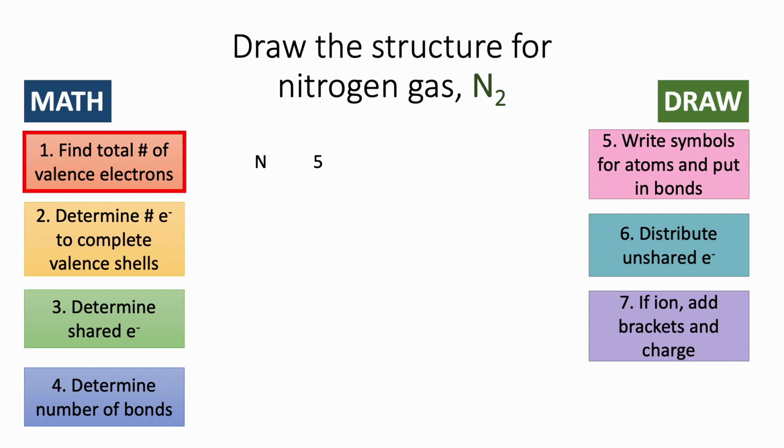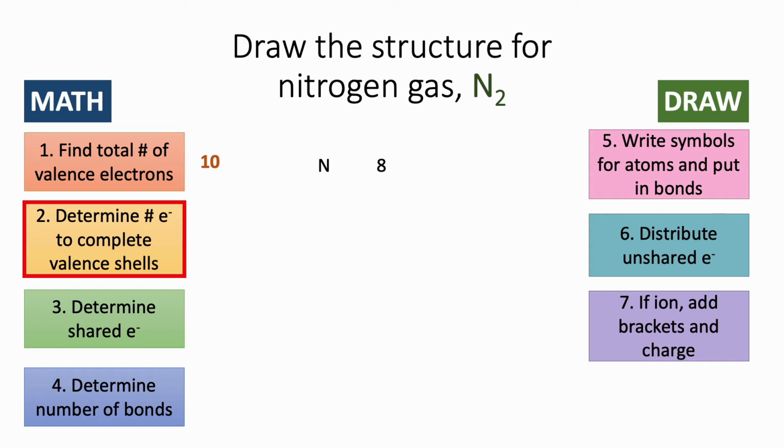The first nitrogen has 5 valence electrons. The second nitrogen also has 5 valence electrons. That gives us a total of 10 valence electrons. So we're going to pop that number up here and keep that part there. I'm going to erase the math as we go along, but I'll keep the answers over here by each step.